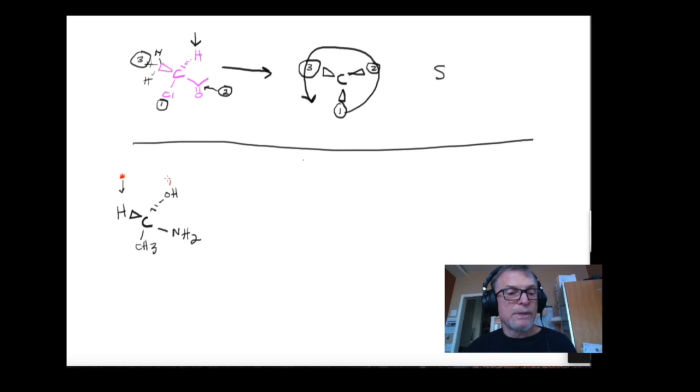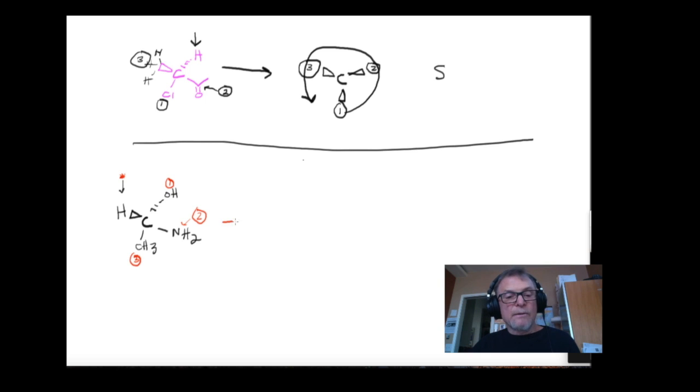So this is going to be the highest priority again, the oxygen, the hydroxyl group. And the amine is going to come in at number 2. And then the methyl group, the carbon having a lower atomic number than either the oxygen or the N, this is going to be group 3.